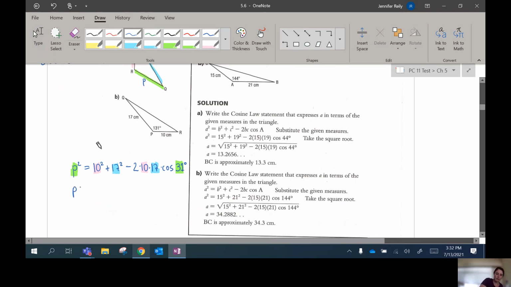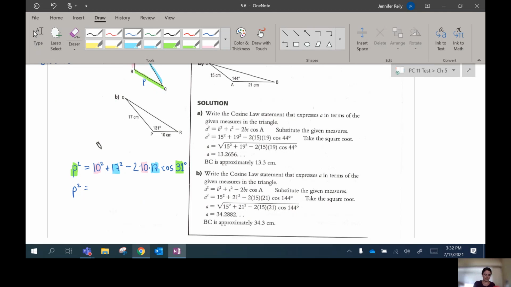So I'd get p squared equals, typing using my calculator, 10 squared plus 17 squared minus 2 times 10 times 17 times cos. Make sure you're in degree mode. So I get p squared equals 97. I'm going to write down all the decimals.